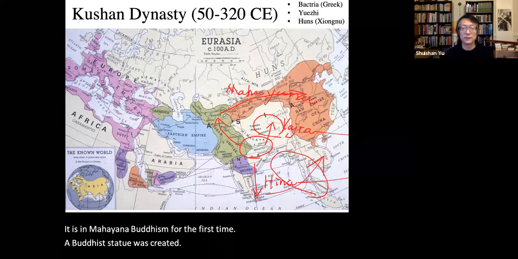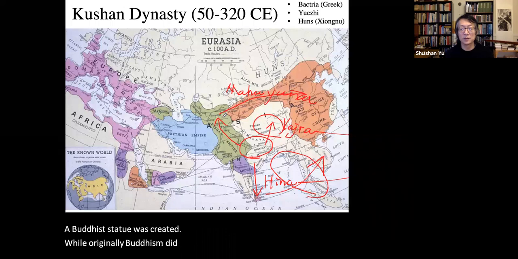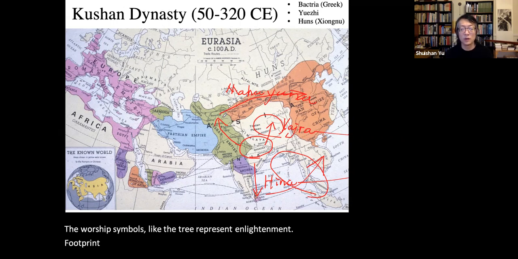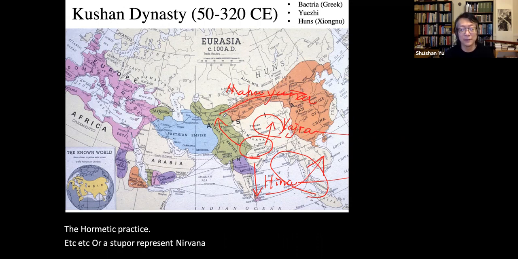While originally Buddhism did not worship icons, they just worshipped relics and symbols, like the tree representing enlightenment, the footprint representing the hermetic practice, and so on. Or a stupa represents Nirvana, final enlightenment.